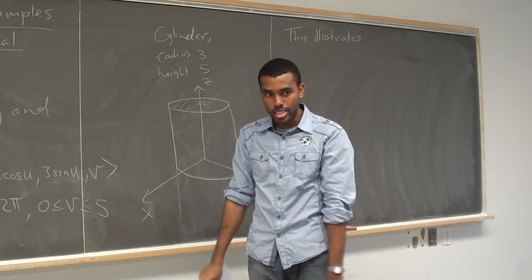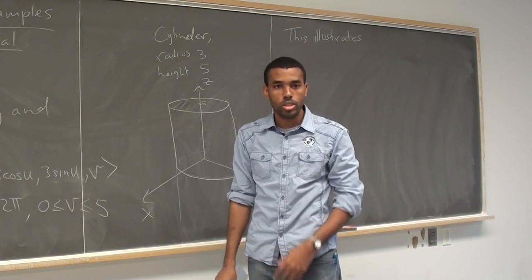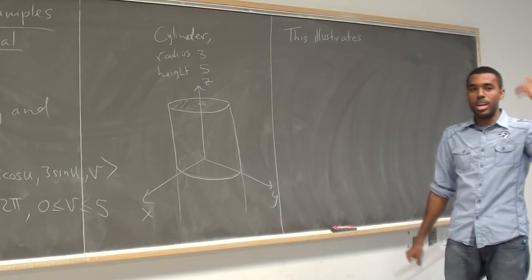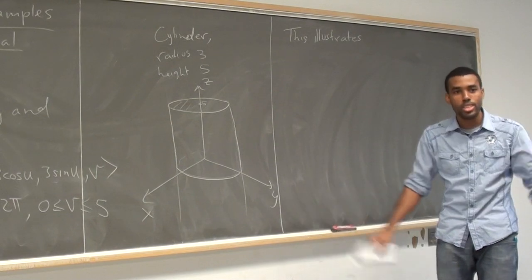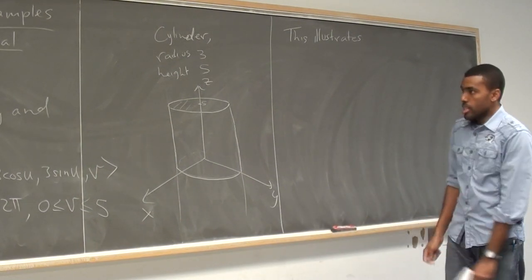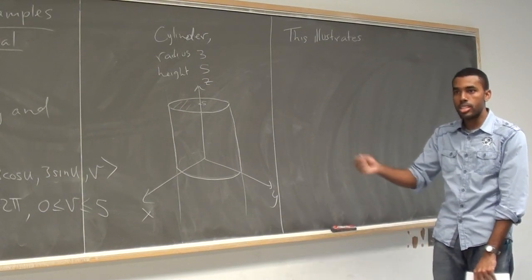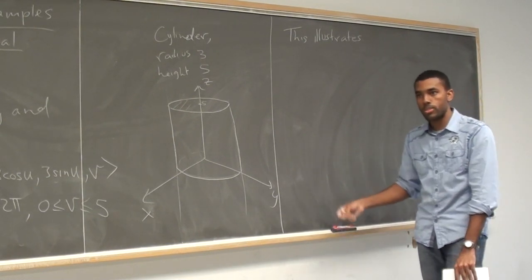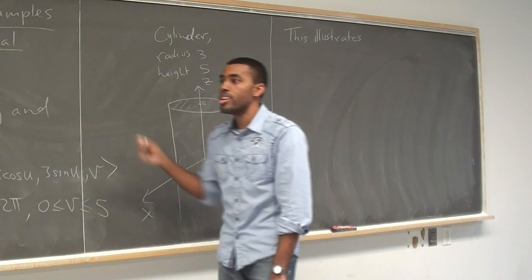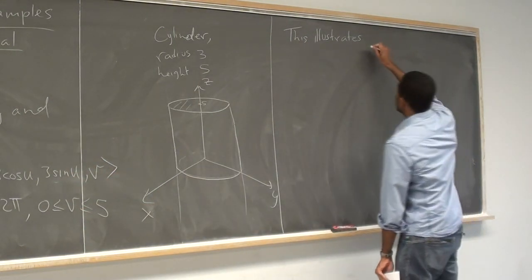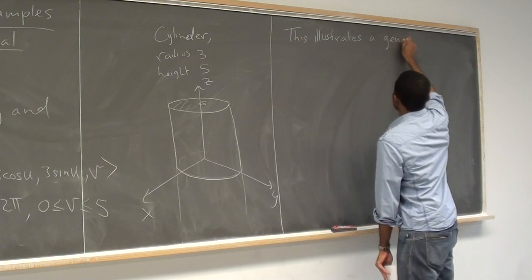So you go on a test and they say, parameterize a straight line. You immediately know what to do. Parameterize a circle, you immediately know what to do. Parameterize some other random curve that's not a circle or straight line, you immediately know what to do. In the same way, for two-dimensional surfaces, there are going to be some general forms where if they say cylinder, you should immediately know what to do. Or sphere, or plane. So we're going to talk about those general forms. This illustrates a general form.